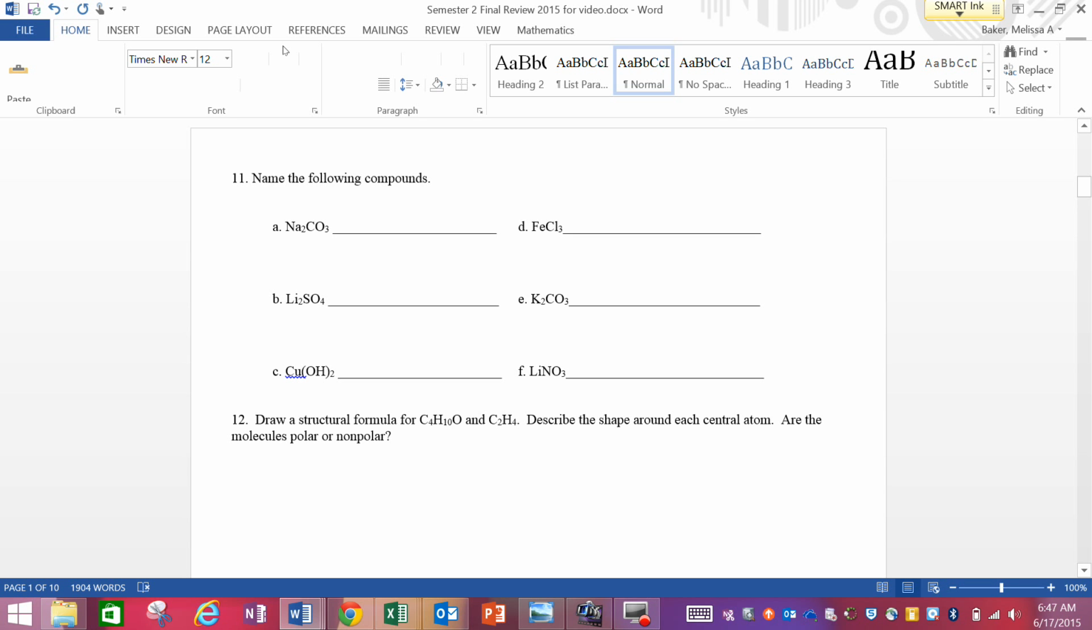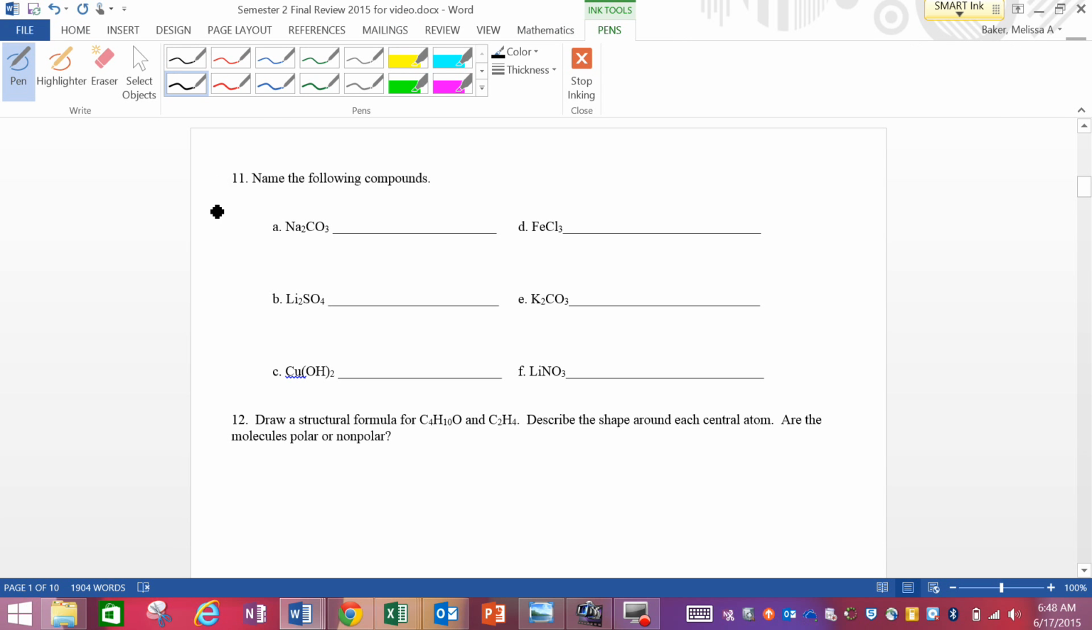This is part 2 of getting ready for the second semester final exam. So this is a little redundant here, but we've got the extra practice with naming the compounds here.